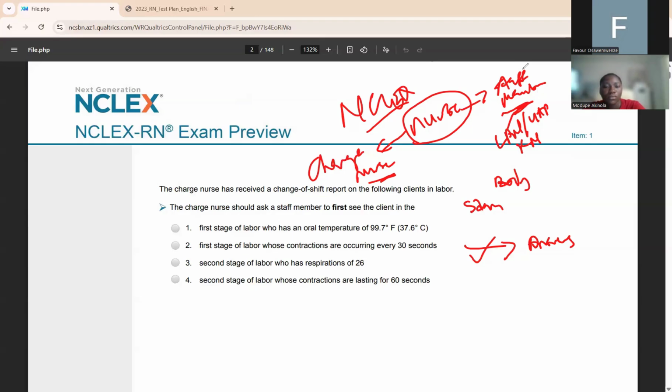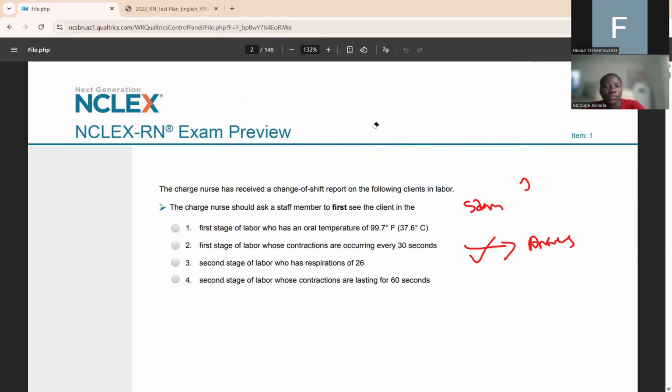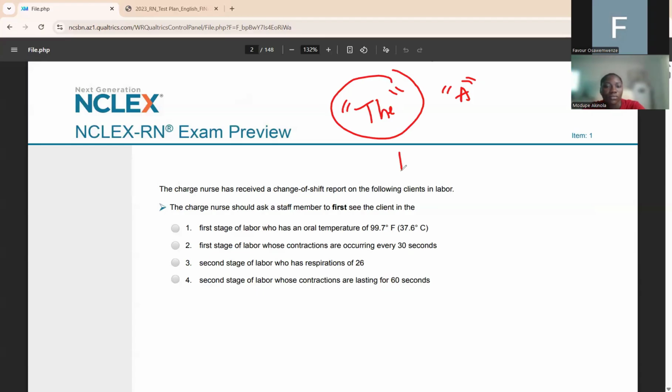Another thing I want to tell you is the wording, right? Pay attention to this, very important. When the NCLEX uses D and A, when they say D, it means that this is the person that is carrying out, that is doing something. If NCLEX says A, it means that this is the person that is receiving or needs the care in that question.